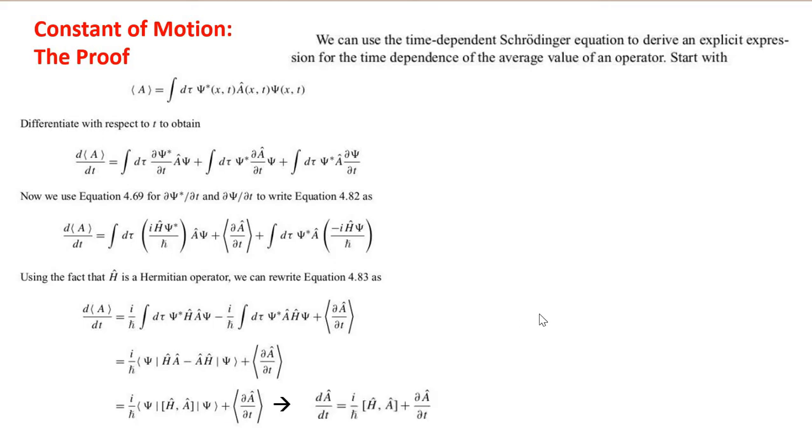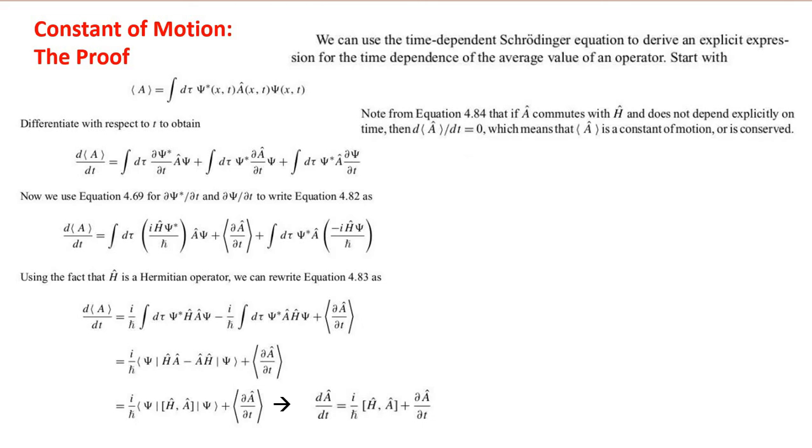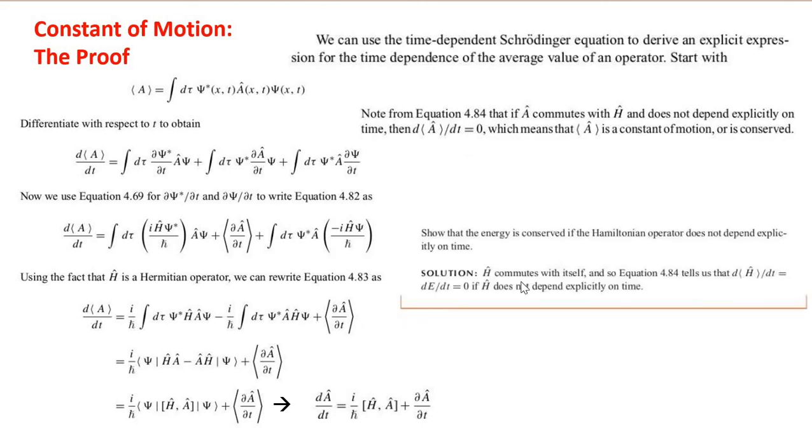Okay, you can verify it later on. Now as I have already mentioned, if this A is something such that A commutes with H, then the whole thing would be 0. So d/dt of A is 0, that means A is conserved, as I have already mentioned.